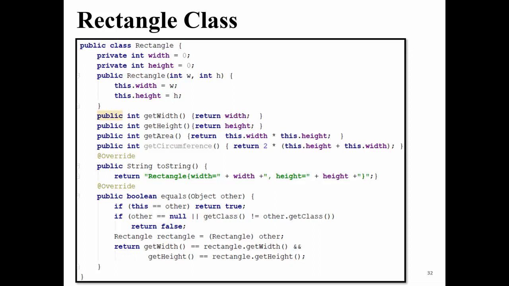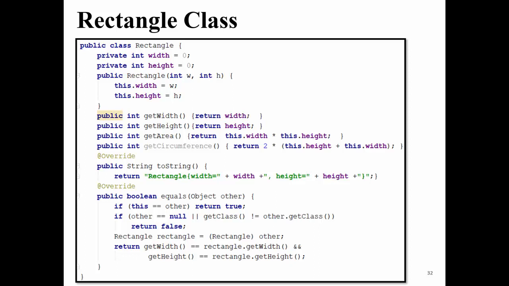And we have also an overridden toString. toString is used whenever we use a rectangle object with a print statement, we're going to print this rectangle between the braces, width value and height value, and close the braces. And then we override the equals method. We're going to use it later on. So this class, we're going to use as an example.